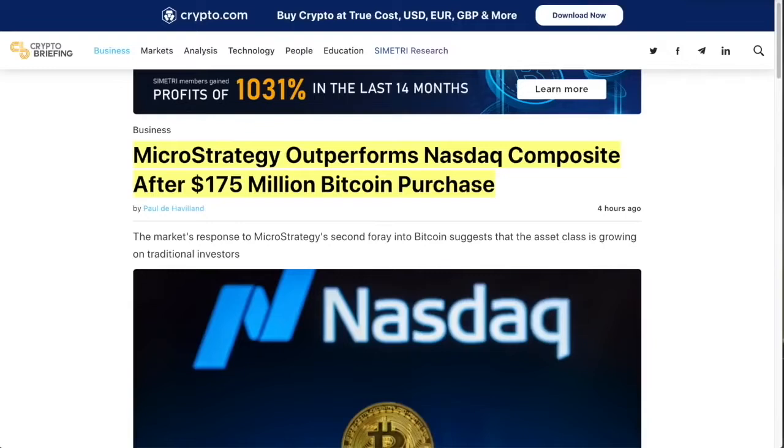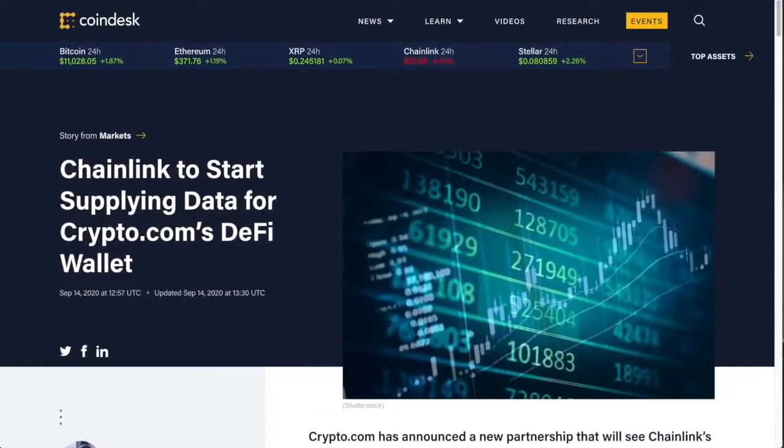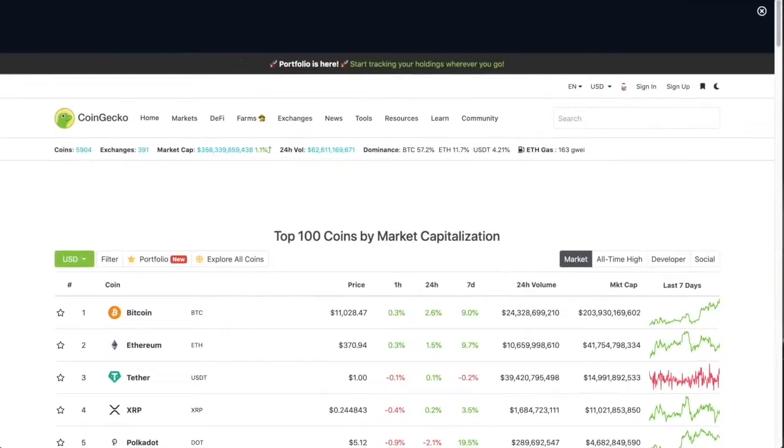This is on top of their 250 million Bitcoin that they already purchased and what actually happened to their stock, which in my opinion is more of a bullish story than them actually buying the Bitcoin. Also, we're going to talk about Chainlink to start supplying data for Crypto.com's DeFi wallet, which will lead us into question of the day where we answer the question, which is, how do I buy Theta? So we'll get to all that, but let's take a look at what's going on with the market.